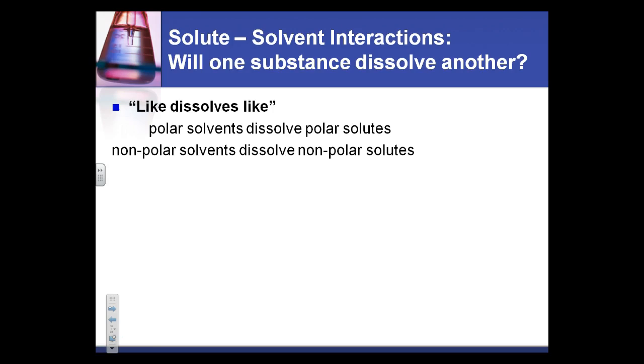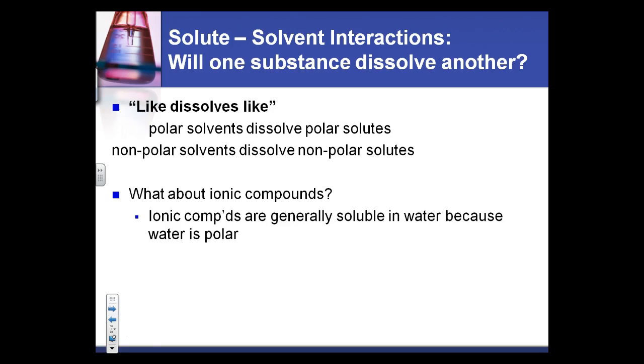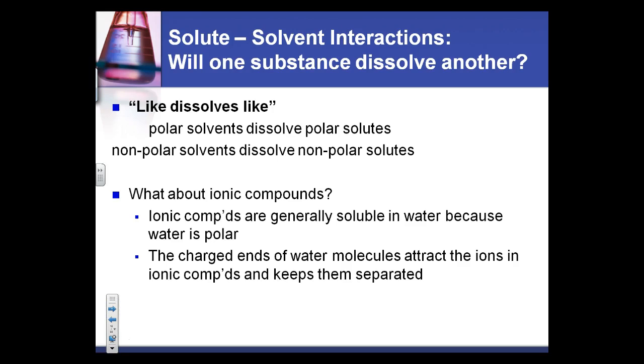We don't generally have ionic solvents. So are they soluble by polar things, polar solvents, or nonpolar solvents? Well, the answer is that ionic compounds are generally soluble in water because water is polar. So polar will dissolve ionic compounds. The reason why is because we have charged ends on water. Because water is polar and has that slight positive and that slight negative on that water molecule, it will attract the ions of the ionic compounds.